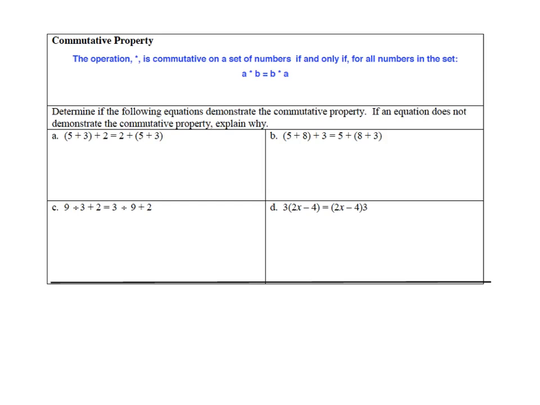Now we have to look at each of these and decide whether or not they demonstrate the commutative property. If an equation does not demonstrate the commutative property, we're going to explain why. Well, in part A, you'll notice I'm not just changing the order around an operation, so this does not. Wait, yes it does.